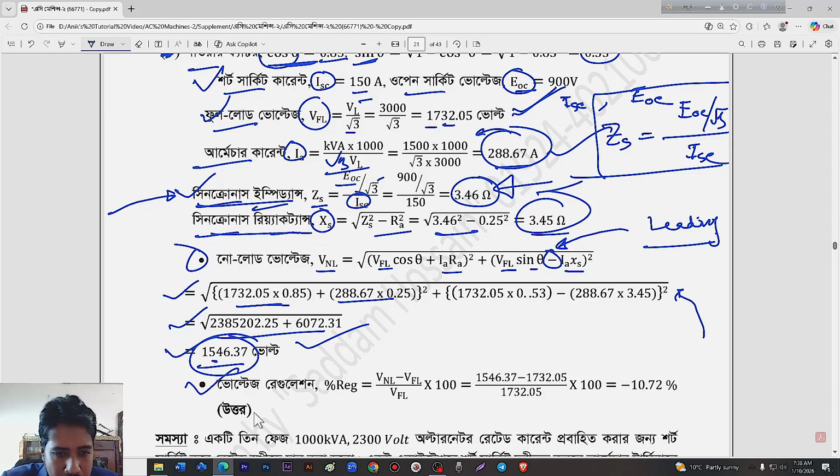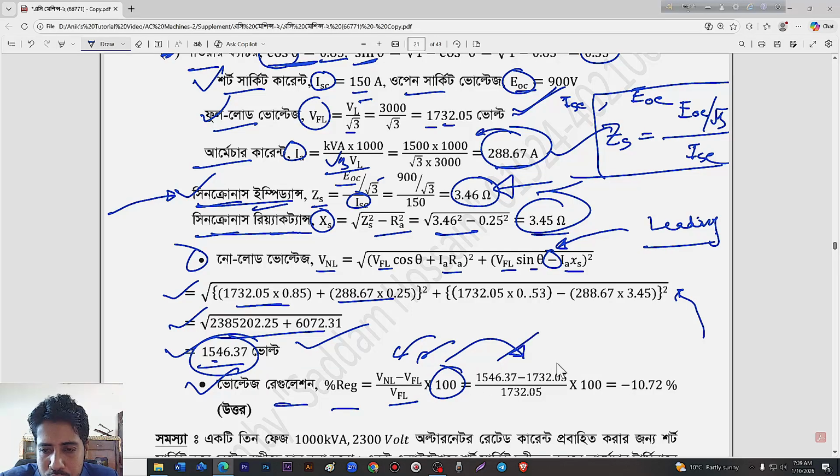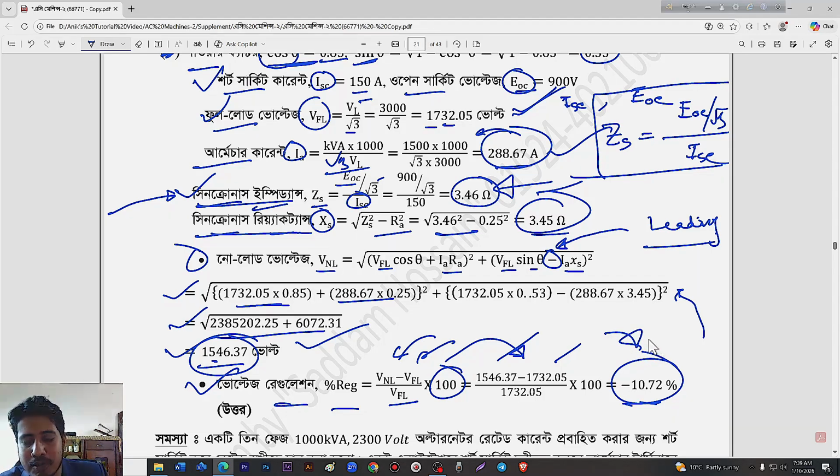The voltage regulation formula is no load voltage minus full load voltage, divided by full load voltage, into 100%. If we put in the no load voltage and full load voltage, we get minus 10.72, and this alternator is not so very good, something medium. So this is the method of solving this math.